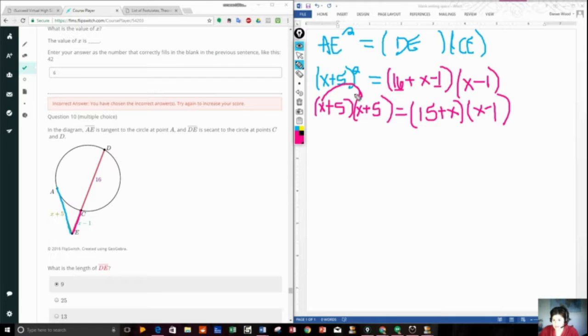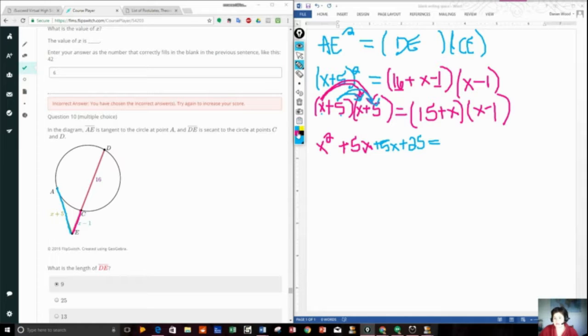So we have x times x, which is x squared, x times 5, which is 5x, and then we're still in that same parentheses, we have 5 times x, which is 5x, and then we have 5 times 5, which is 25. So when you multiply a parenthesis, something that has two terms in it, you have to multiply both of those terms.